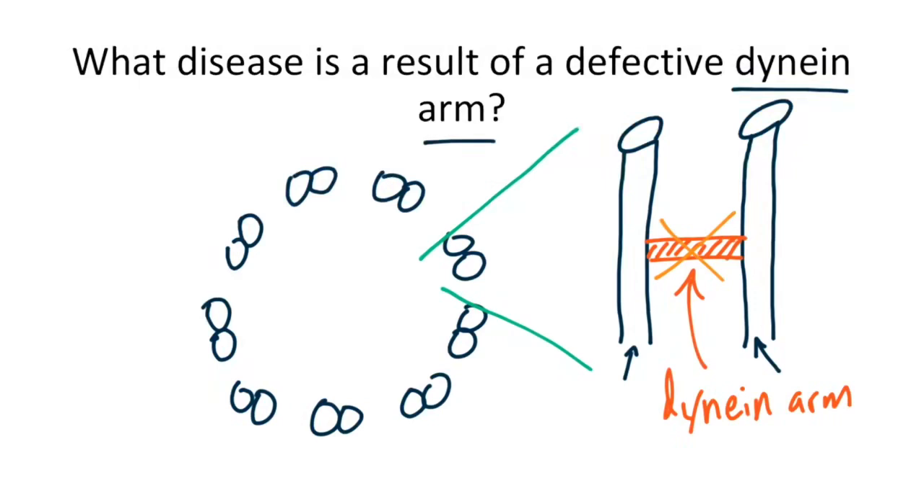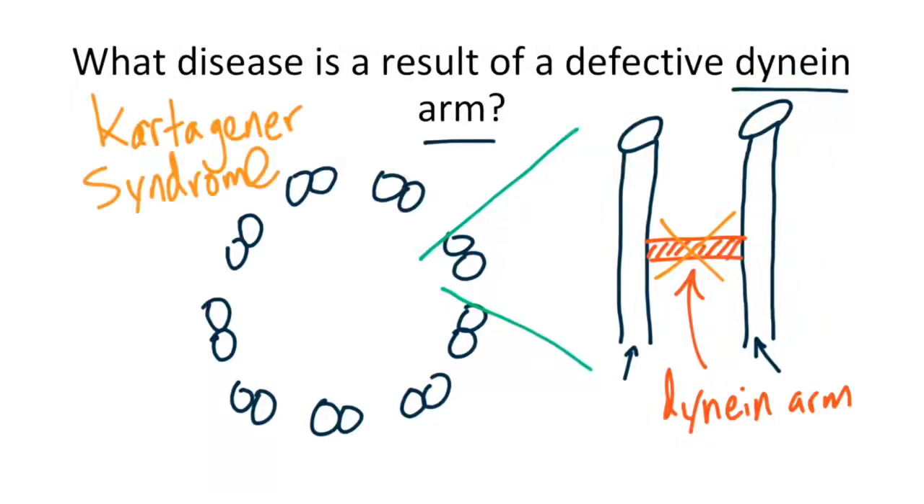immotile, which effectively paralyzes the mucociliary escalator and predisposes these patients to lung infections. This is a genetic disorder called Kartagener syndrome. This is actually very high yield for Step 1. Okay, let's move on to discussing the respiratory zone.